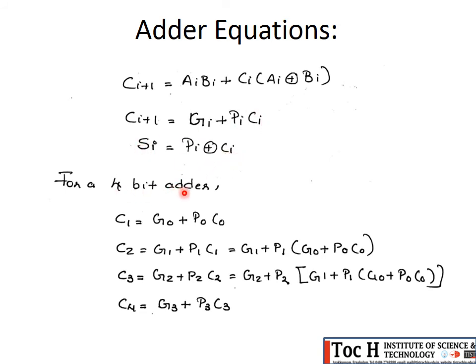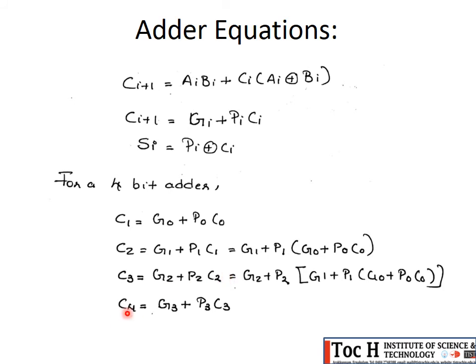So for a 4-bit adder case, the first carry C1, the output of the first stage, can be written using this expression as G0 plus P0 C0. The expression for C2 can be written as G1 plus P1 C1, and if we substitute for C1 from the previous equation, it will be G1 plus P1 G0 plus P1 P0 Cin or C0. And in case of C3 it will be equal to G2 plus P2 C2, that is, if you substitute for C2 here, G2 plus P2 G1 plus P2 P1 G0 plus P2 P1 P0 C0.